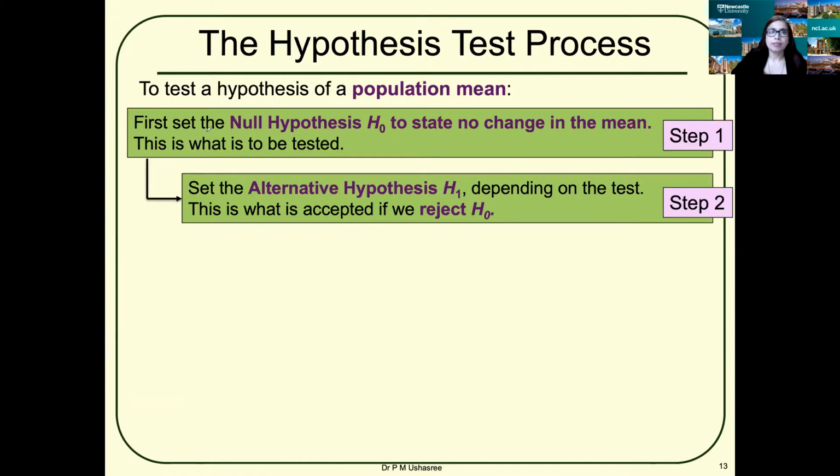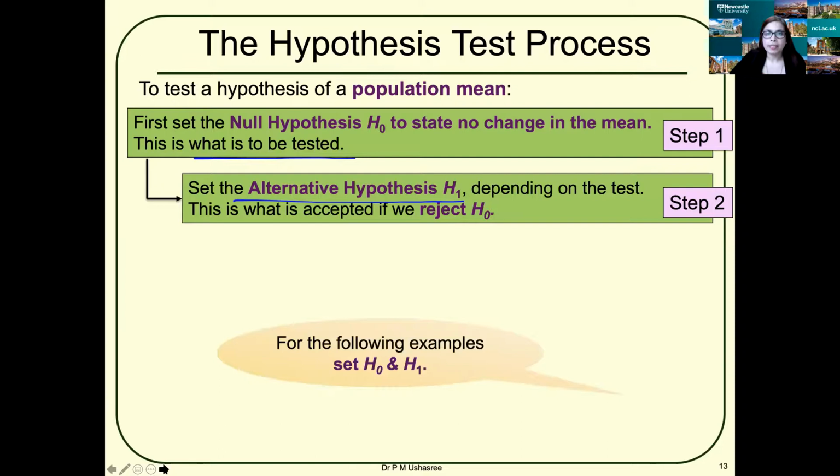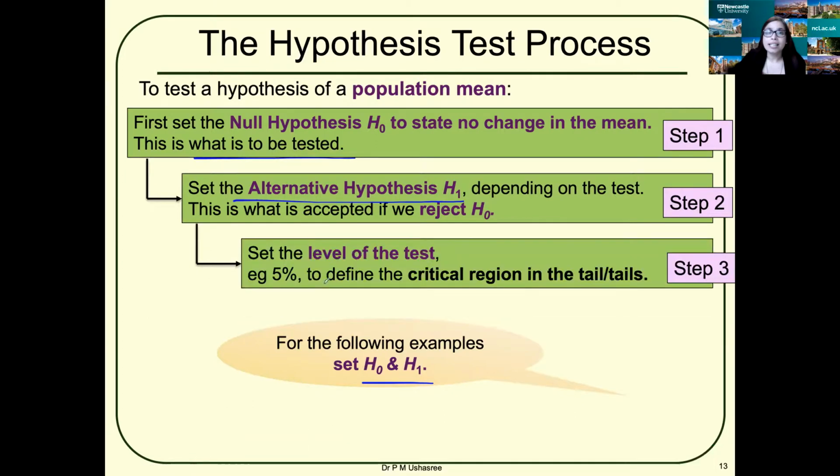That is, set the null hypothesis to state no change in the mean. This is what is to be tested. Then set the alternative hypothesis depending on the test. This is what is accepted if we reject the null hypothesis. Now for the following example, set the null hypothesis and alternative hypothesis. Good, very good. Now the third step is to set the level of test.